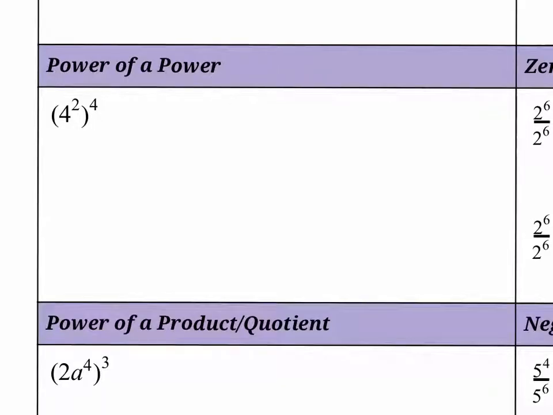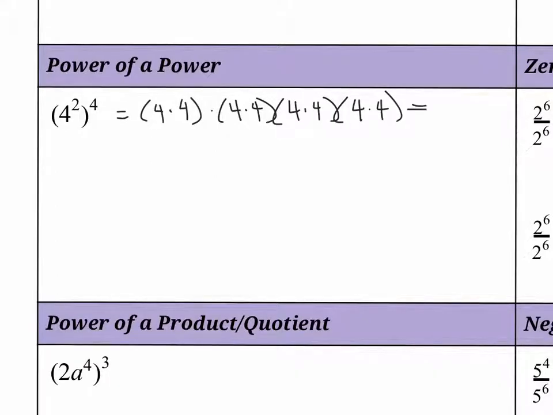Let's try another rule, power of a power. So what does this mean? This means 4 squared all to the power of 4. So if I were to write 4 squared, it would be 4 times 4. And if it's all to the power of 4, that means we're going to write this 4 times. So I'm going to do again, 4 times 4. And again, 4 times 4, and one more time, 4 times 4. So really, all this is just 4 multiplied by itself. How many times? 8 times. So a simpler way to write this is 4 to the power of 8.